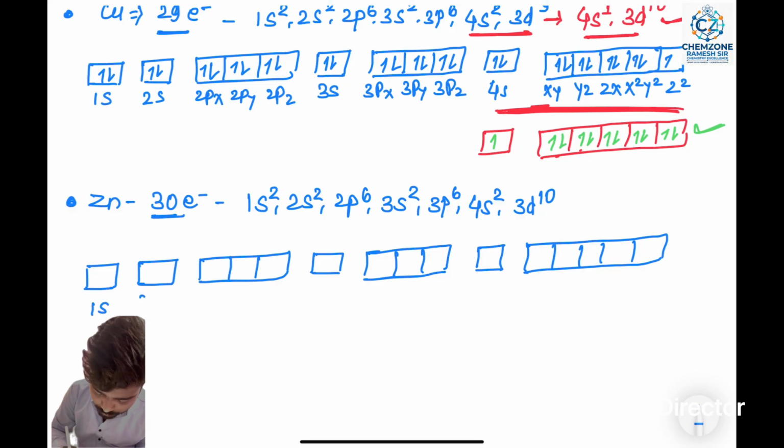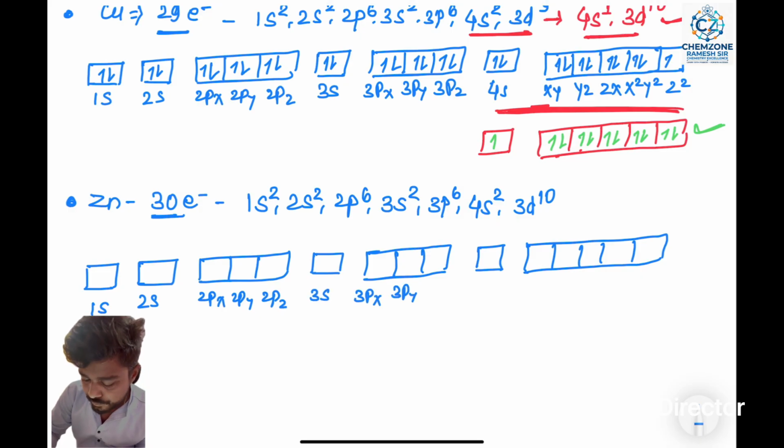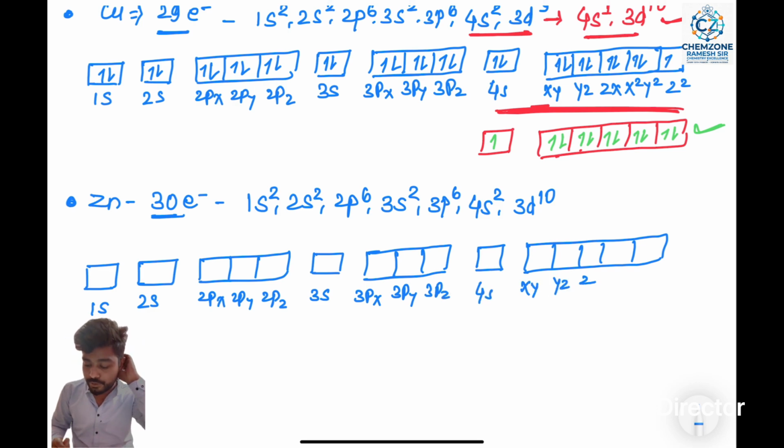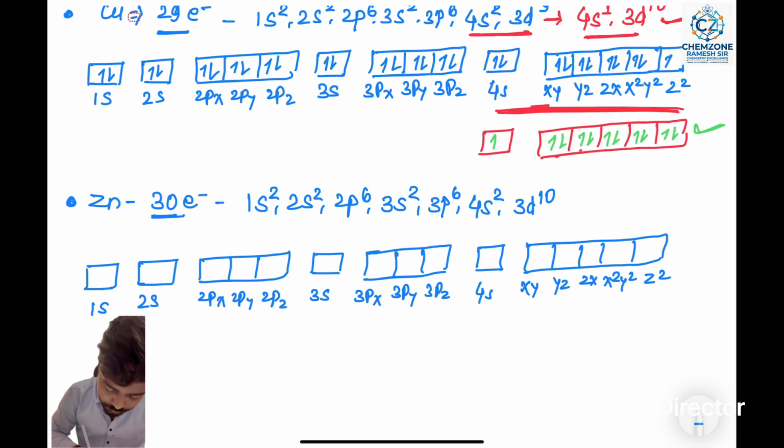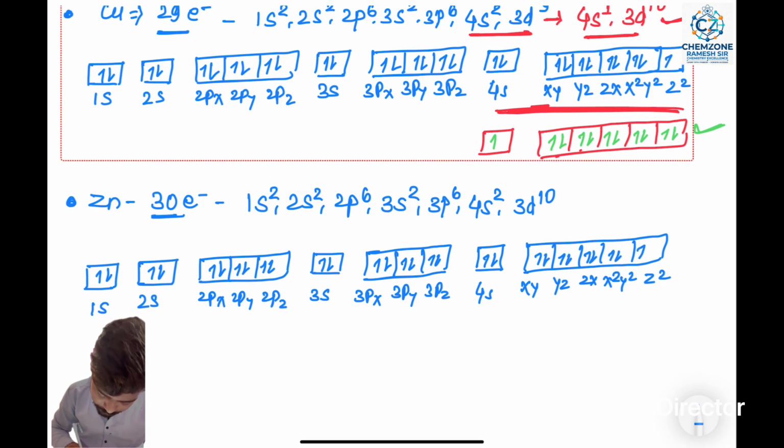Okay, so 1s 2s 2px 2py 2pz and 3s 3px 3py 3pz 4s, xy, yz, zx, x square minus y square, last z square. अब इसमें पूरे के पूरे ऑर्बिटल्स, 3d के पूरे के पूरे ऑर्बिटल्स के इलेक्ट्रॉन्स फुलफिल होंगे. 1 2 3 4 5 6 7 8 9 10 11 12 13 14 15 16 17 18 19 20 21 22 23 24 25 26 27 28 29 30.